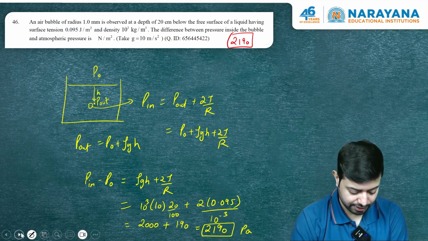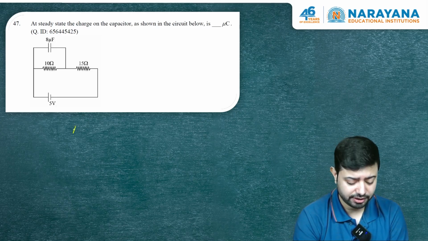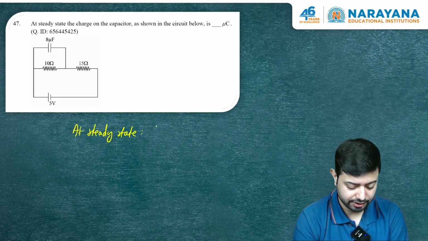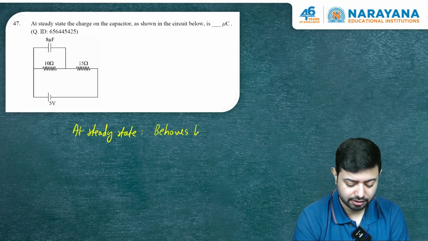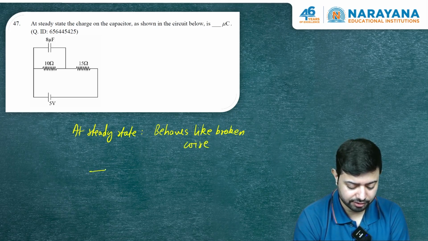All right. Let us move to the next one. At steady state, the charge on the capacitor as shown. At steady state, how does a capacitor behave? It behaves like a broken wire, right? So, can you draw the circuit once again? Yes, it will look like this.